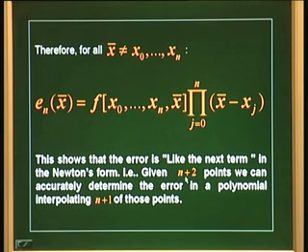So, given these n plus 2 points, we can accurately determine the error in the interpolating polynomial of interpolating n plus 1 of those points. That is, let us say you have a set of n plus 2 points, and then you construct a polynomial of degree n, and it is going through these n plus 1 points of the n plus 2 points given to you.